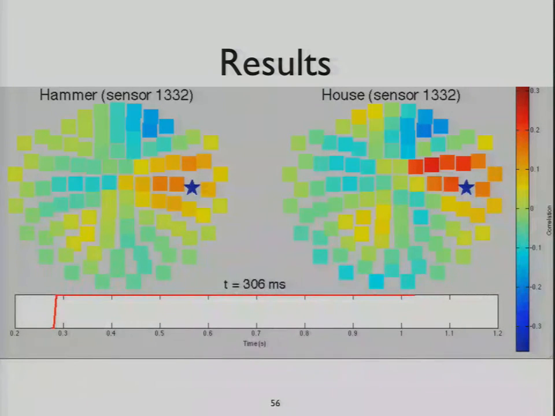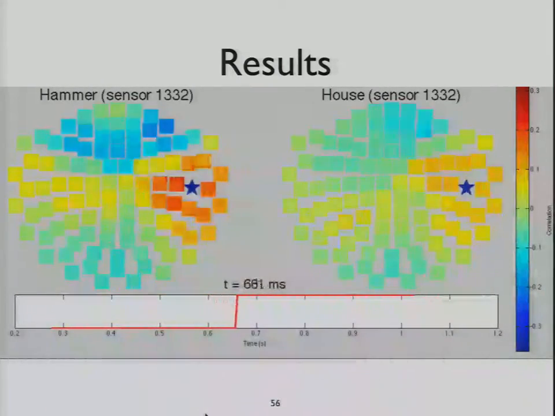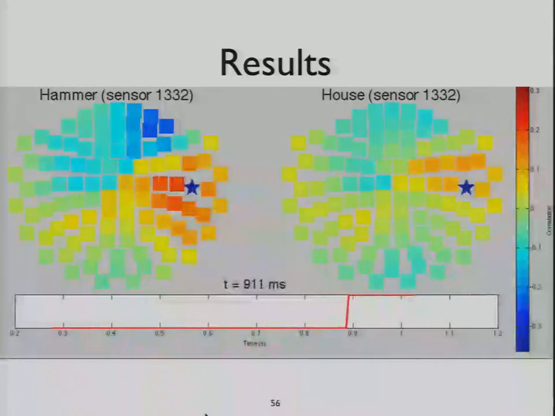Okay, so this is a video of the posterior correlation between each of the sensors and the star sensor. On the right-hand side, we have the word house, and on the left-hand side, we have the word hammer. So we're going to watch the correlation evolve in time. And you'll see that the word house has some strong negative correlation with the frontal lobe, at the top of the screen, at the beginning, but then as time evolves, hammer is really the one with the most negative correlation, and it goes through these waves, and you'll be able to see a strong difference between the two correlations. So there's a strong wave of negative correlation.